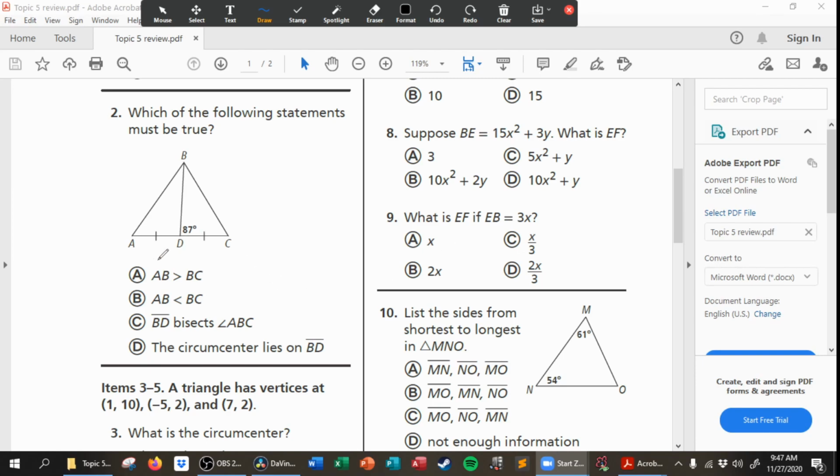So first I have side AB, that's this one, is greater than side BC. Well, if BC is 87 and this makes a linear pair, then I would have to know that this side is definitely greater than that side. So if this side is greater than 87, AB would definitely be greater than BC.